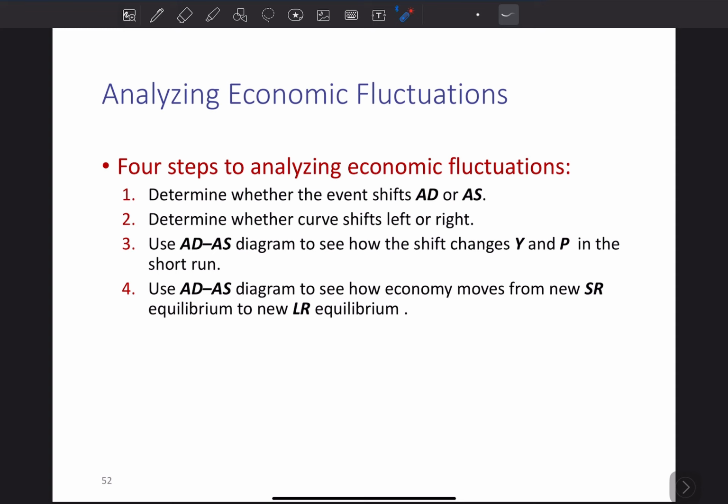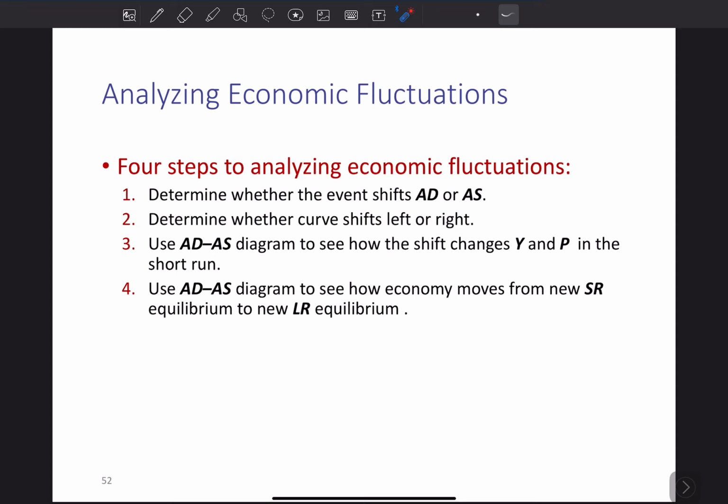Based on the review that we had about the factors affecting aggregate demand or aggregate supply, we can figure out if the event is affecting the aggregate demand curve or the aggregate supply curve. The second step is to look at the direction of the shift. Will the curve shift left, decreasing the demand or supply, or will it shift to the right, increasing the demand or supply?